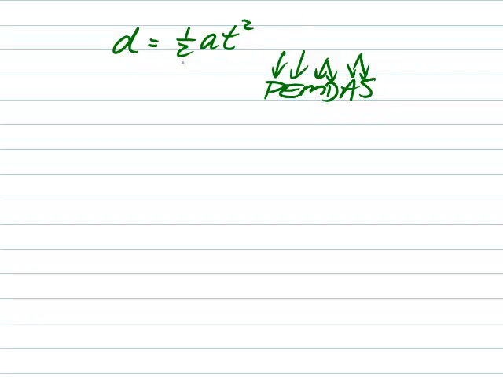The t squared is being multiplied by 1/2. So how do we undo multiplying by 1/2? You can multiply by 2, but you have to do it on both sides. The 2 cancels the 1/2, because 1/2 times 2 is equal to 1, and we can ignore the 1.